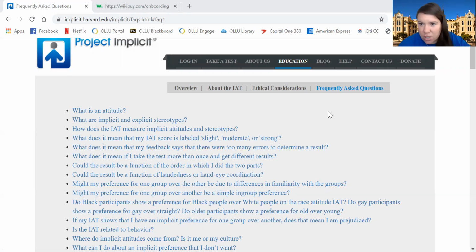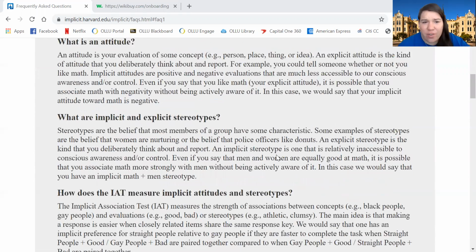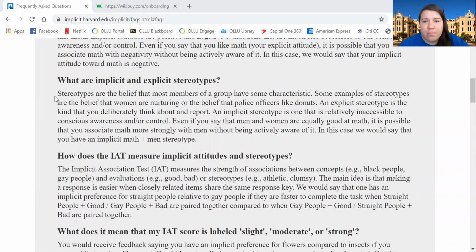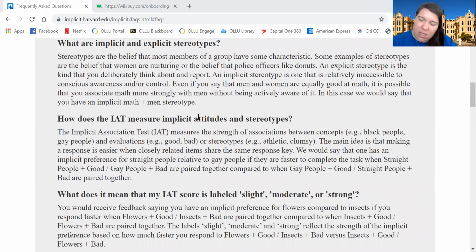Another thing that I would really encourage you to do is look at the frequently asked questions section that Project Implicit has, which has some really great information. I think this could really help you to understand some of these possible internal biases that you might have. It talks about implicit versus explicit. Explicit is you deliberately think about something. Implicit is something that's relatively inaccessible to your consciousness, so it's unconscious bias. So again, that's the purpose of these tests, to look at some of your unconscious biases.